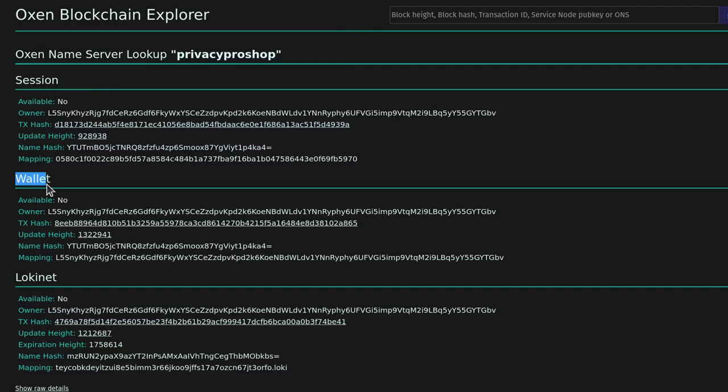I guess that you could do some kind of dictionary search attack against the Blockchain Explorer to find all dictionary names and their linkings, but that would take a long time and it wouldn't find any non-dictionary names. ONS also has wallet names and LokiNet domain names, so those are shown on the search too. So hopefully this helps you understand what the three different Session name types are.